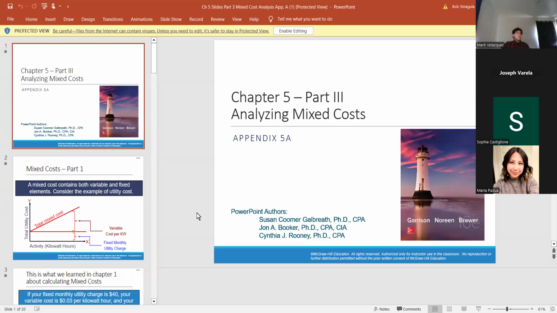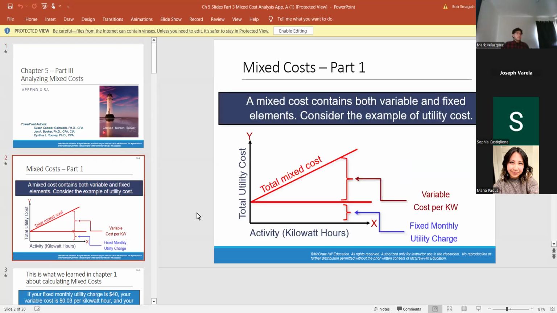Mixed cost. I think you'll find this interesting. What's a mixed cost? So far, we've heard about a fixed cost and we've heard about a variable cost. What the heck is a mixed cost? Well, you're going to learn that some costs contain both a variable and fixed element. And they're using a good example here, utilities, electricity.